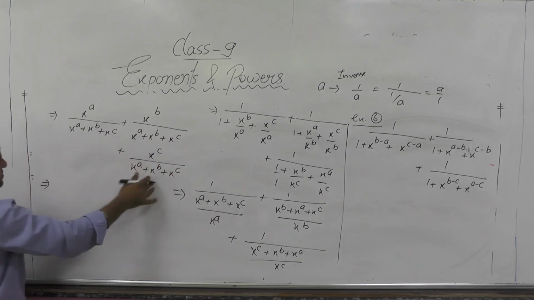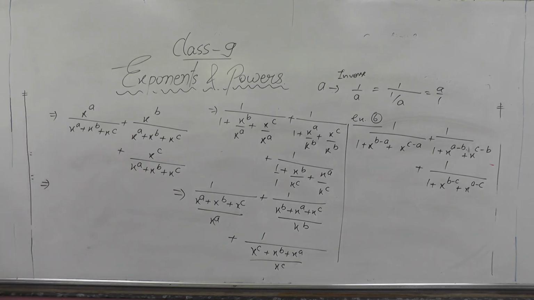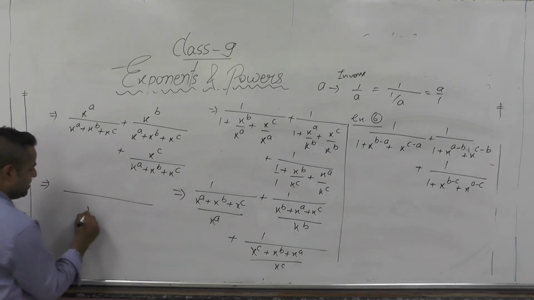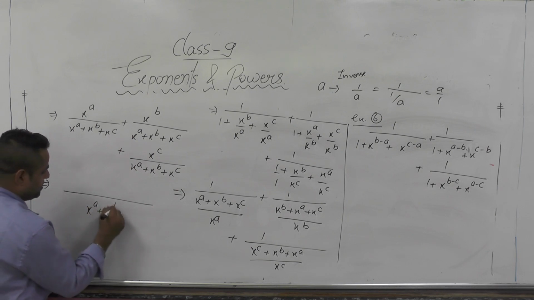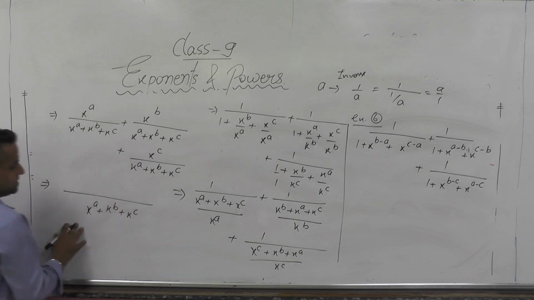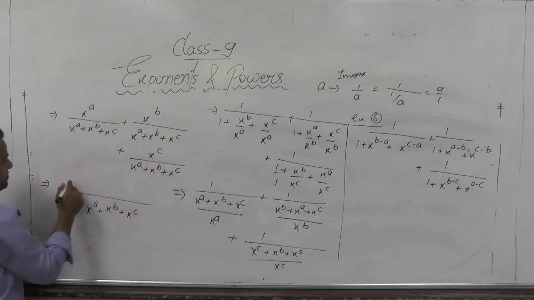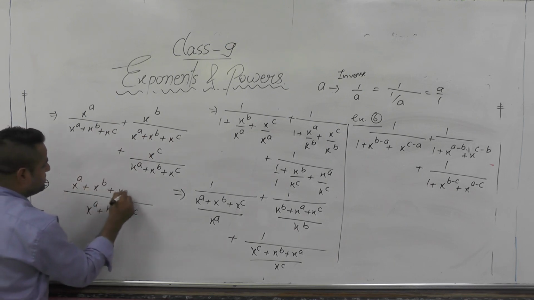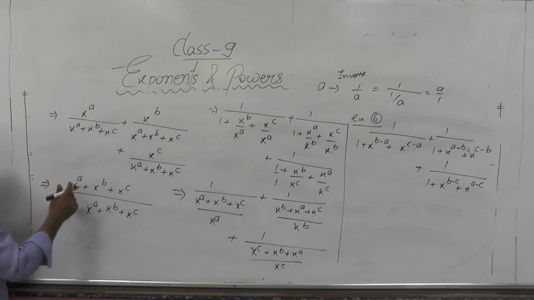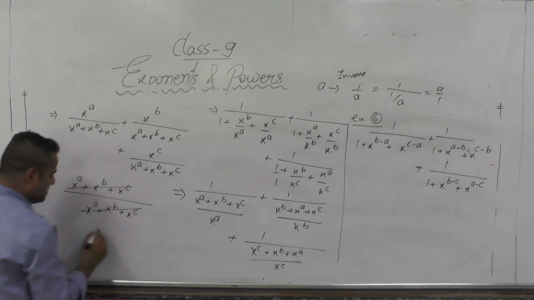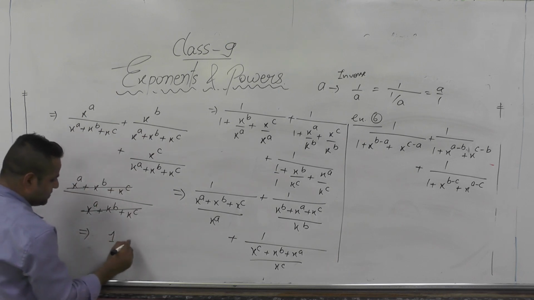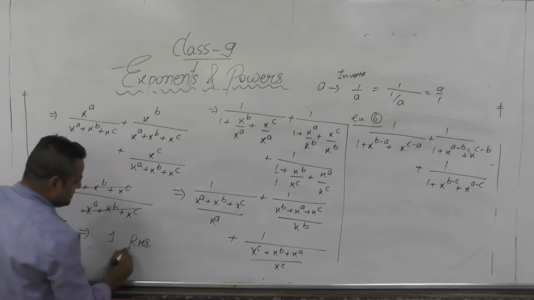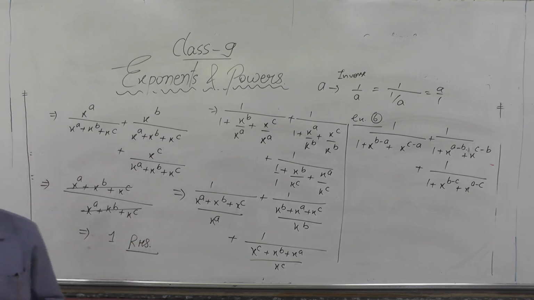As you can see, this x to the power a, b and c is the common denominator. You can take it as common, so that x to the power a, x to the power b, x to the power c comes as a denominator. What is remaining in numerator? X to the power a, x to the power b, x to the power c. These terms are the same, so they will cancel each other and it results as 1, which is our RHS. That's how you can solve this kind of problems.